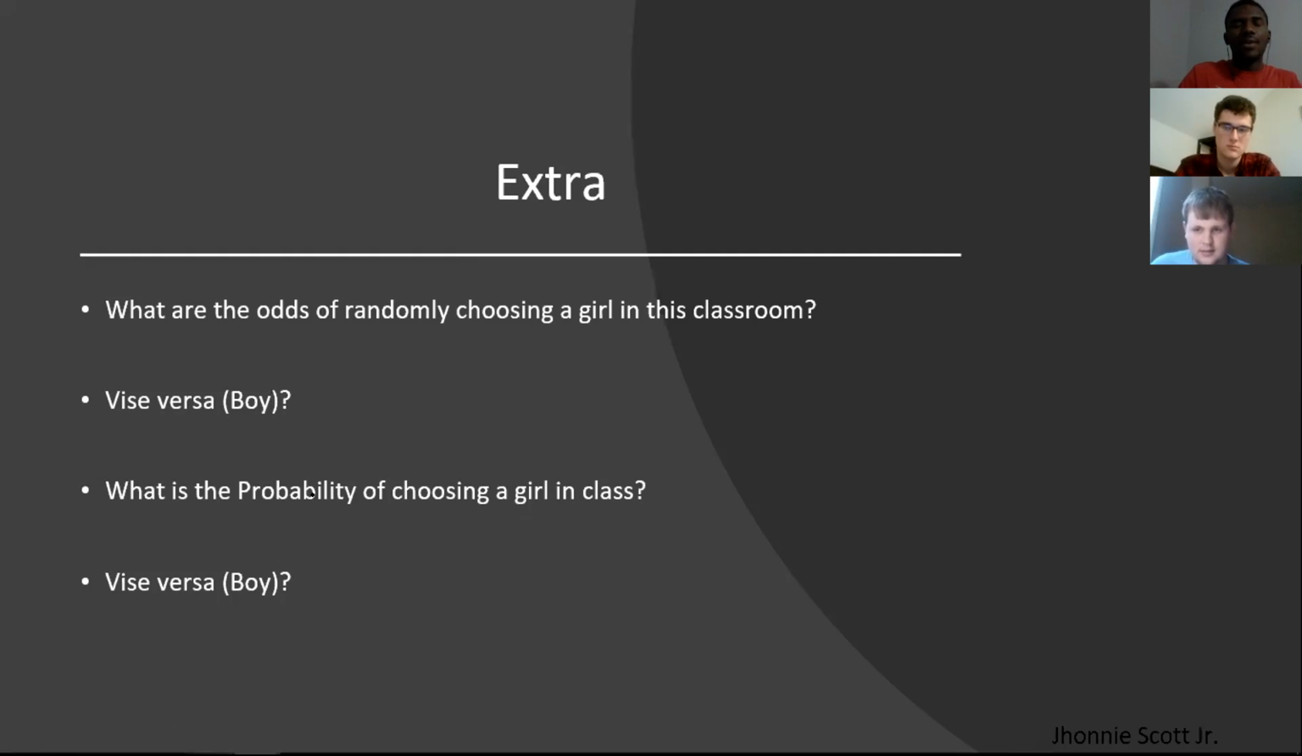And then probability, don't forget that if you want to randomly select a girl, that you put all the girls on top of the fraction, and then you put the total amount of people in the class on the bottom of the fraction. That's all that we have for you.